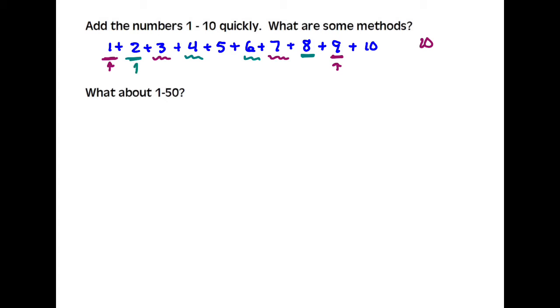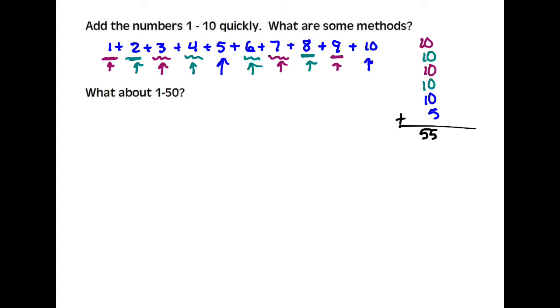We have 10 for these. We have a 10 for those. And another 10 for these. Then we have the 10 that we started with. And the 5. Okay. So add those all up. And we have 10, 20, 30, 40, 50, 55. That was pretty easy, wasn't it?